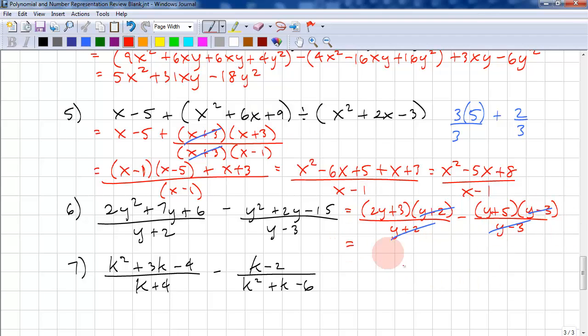Please be careful with this part. We have 2y minus y, so that's y. This is 3. We need to distribute the minus sign inside. So this is 3 minus 5, so this is minus 2.